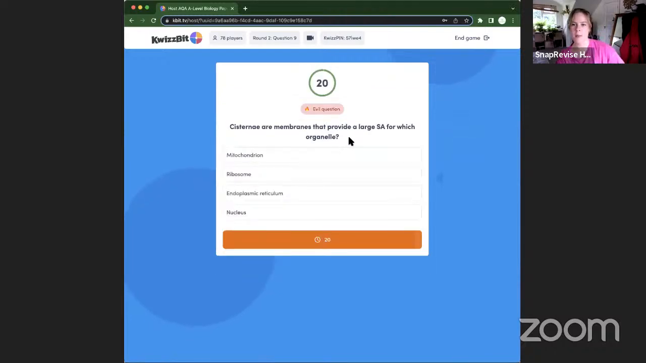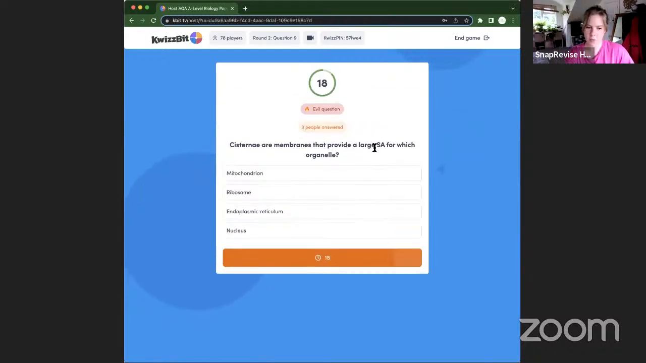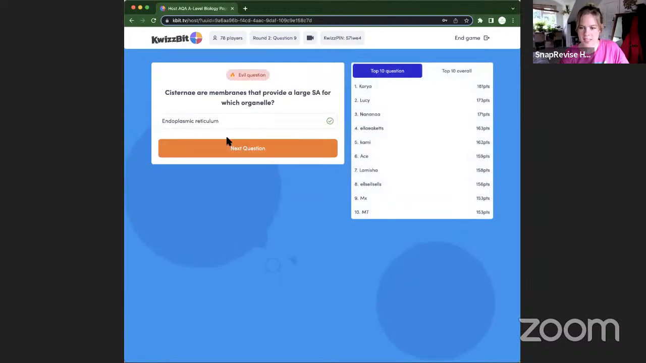Okay, cristae are membranes that provide a large surface area for which organelle? Or which of these organelles? Okay, the answer for that one is the endoplasmic reticulum.